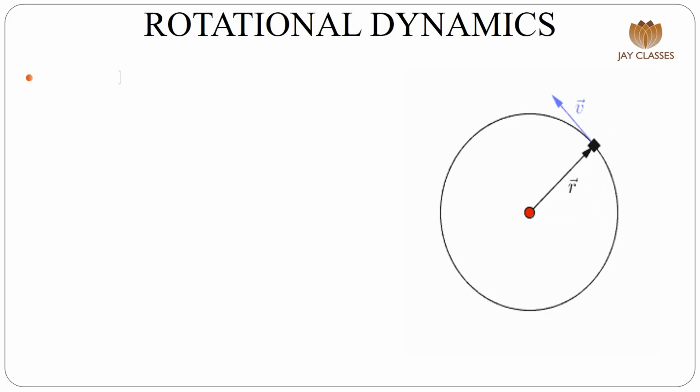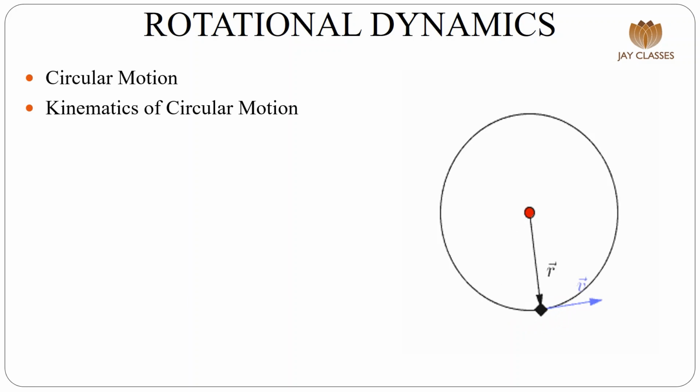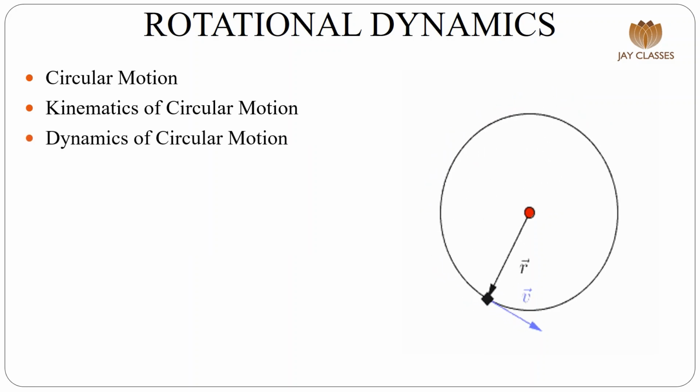Hello dear student. In the previous lecture, we discussed circular motion and kinematics of circular motion. In circular motion, we discussed the definition and characteristics of circular motion. In kinematics of circular motion, we discussed the concept of radius vector, angular displacement, angular velocity and angular acceleration. Also we discussed the right hand thumb rule.